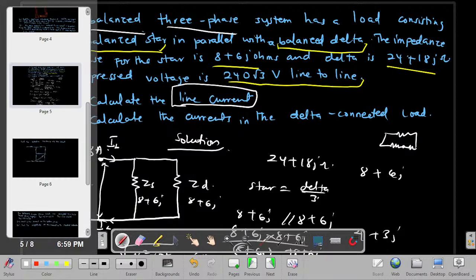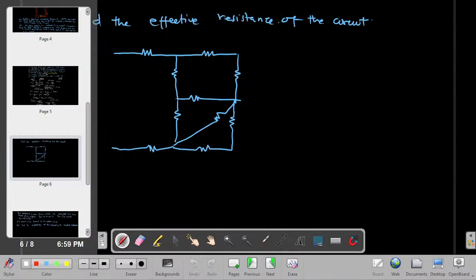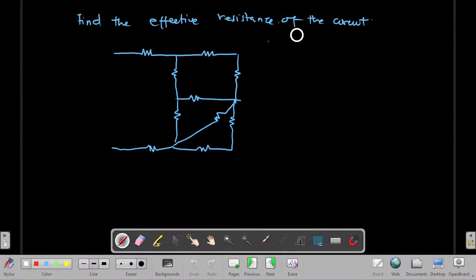Let's go to our next problem. This problem says find the effective resistance of the circuit below, and interestingly we have all the resistances measuring 1 ohm. So we have to solve this problem. How do we simplify it?